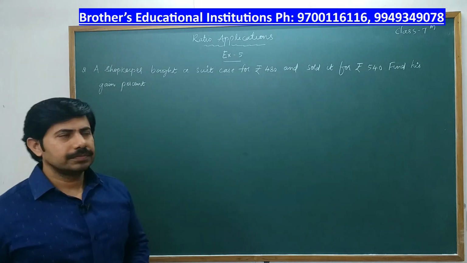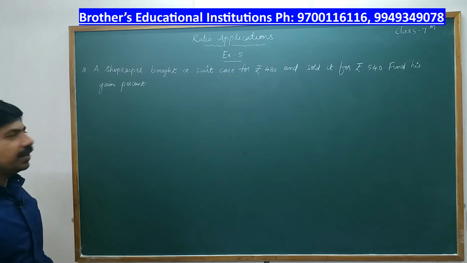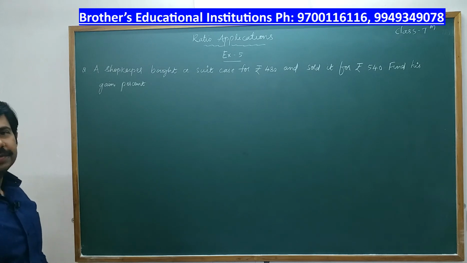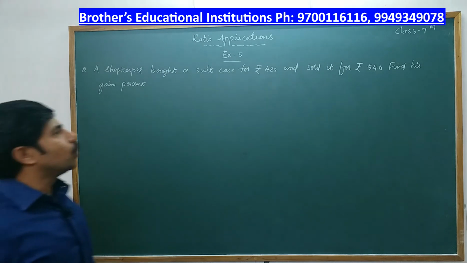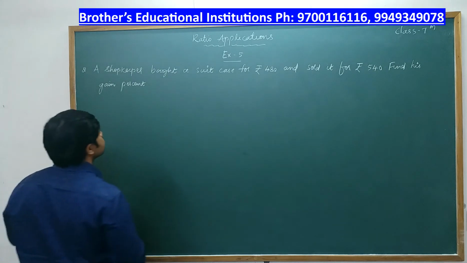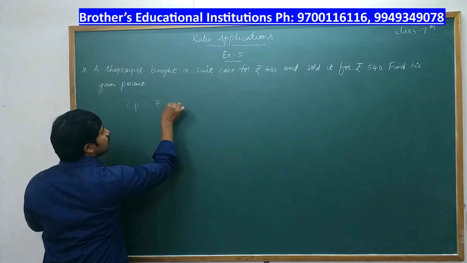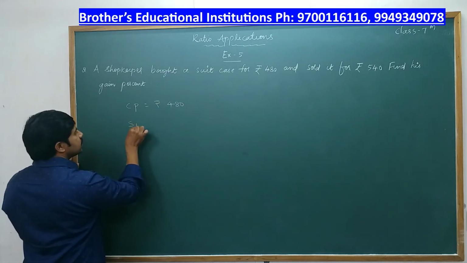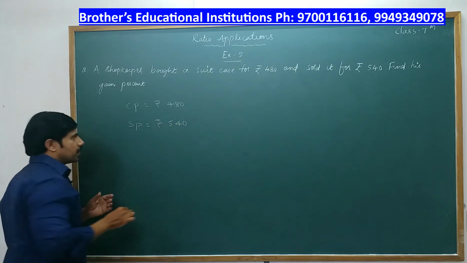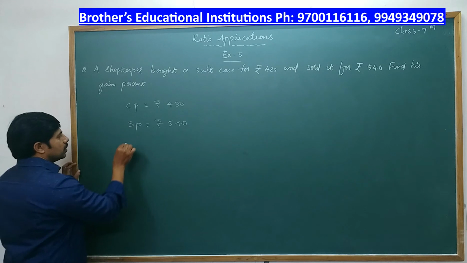So next problem. In exercise 5 we have the problems on profit and loss. The first problem is: a shopkeeper bought a suitcase for rupees 480. Here, bought means cost price, and sold it for 540, that is selling price. Find his gain percent. So he got a gain. The cost price of the suitcase is rupees 480 and the selling price is 540. Now he got a gain. So what is that gain?